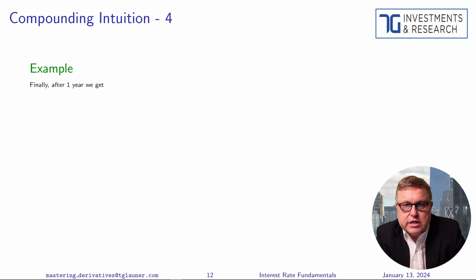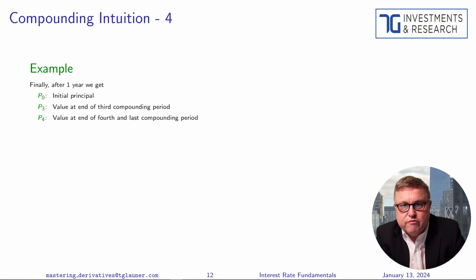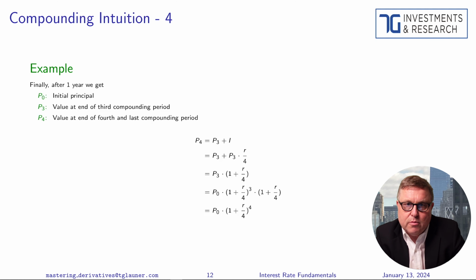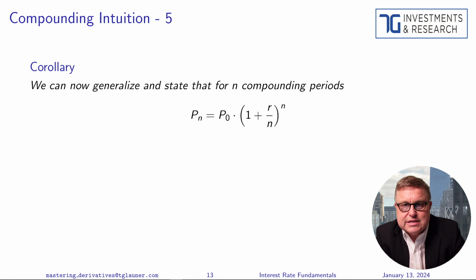Moving forward to the 1-year time step, which is the fourth compounding period, we determine P4. At this juncture, I'll provide just the final result, as you probably have seen the pattern. It is P0 multiplied by 1 plus R over 4 to the power of 4. The pattern that emerges is that interest is consistently computed and then compounded upon itself, leading to an exponential effect, which is repeated multiplications applied to the same term.